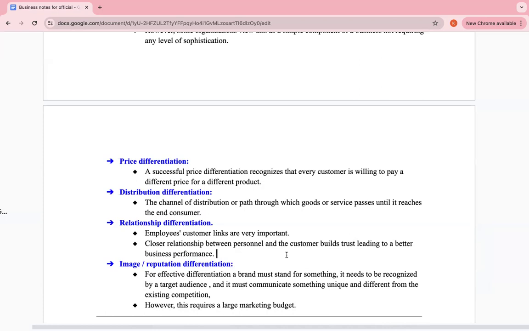Image and reputation differentiation. For effective differentiation, a brand must stand for something. This is usually, for example, CSR. If a brand does CSR, then this will actually give the customers more incentive to buy from this business. So maybe the business is recognized for its CSR, or maybe also for its environmental practice. For example, Pangaya, the clothing business, produces clothing out of recycled material. And it must communicate something unique and different from existing competition. However, this requires a large marketing budget again, because CSR is very, very expensive, for example.